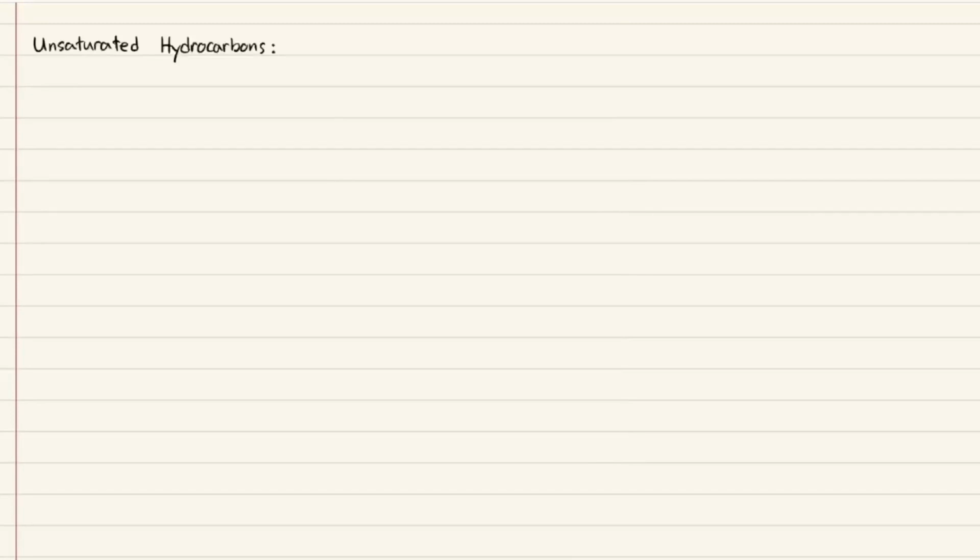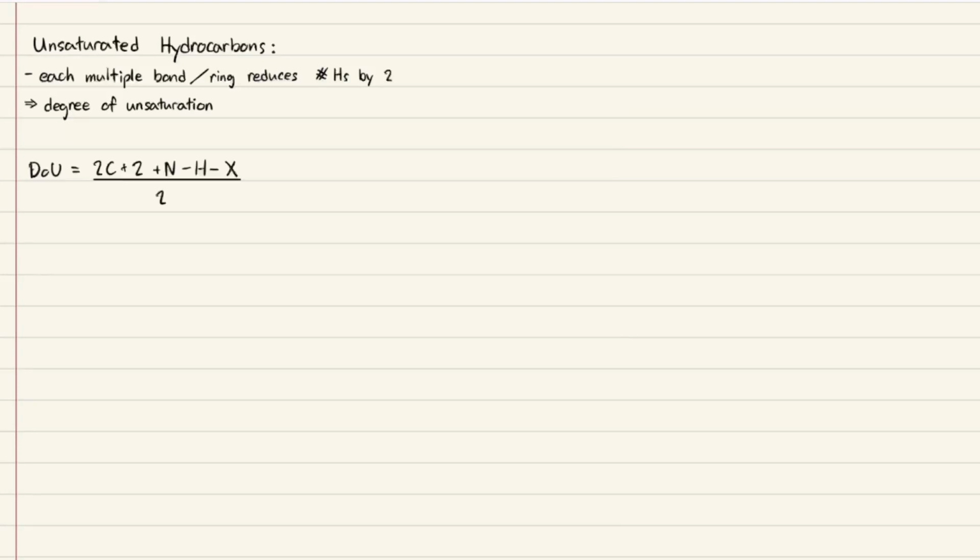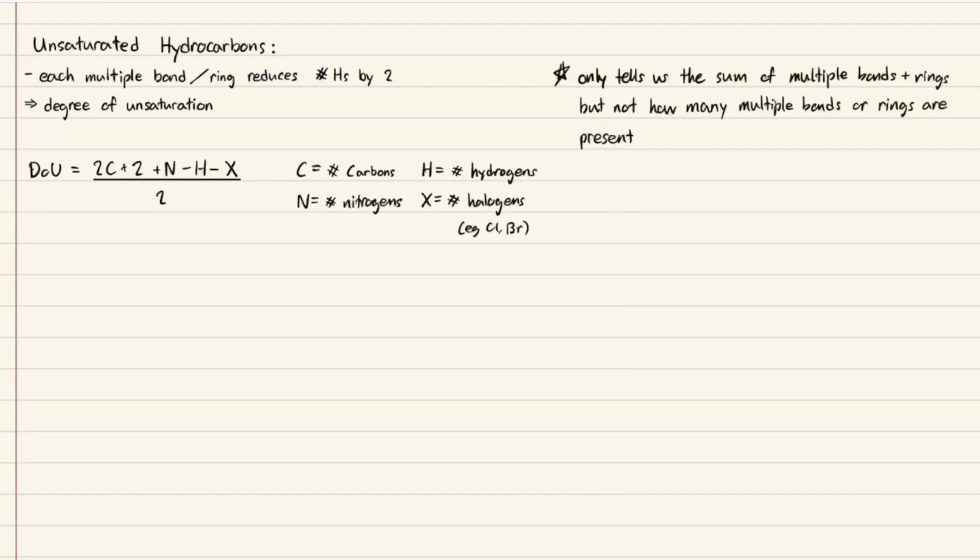In unsaturated hydrocarbons, each multiple bond or ring reduces the hydrogen count by 2, which we refer to as a degree of unsaturation. We can calculate a molecule's degrees of unsaturation from its molecular formula using the following equation. Degrees of unsaturation equals (2C + 2 + N - H - X) / 2. In this equation, C equals the number of carbons, H equals the number of hydrogens, N equals the number of nitrogens, and X equals the number of halogens. It's important to note that this only tells us the sum of multiple bonds plus rings in the molecule as a whole, but not exactly how many multiple bonds or rings are present.